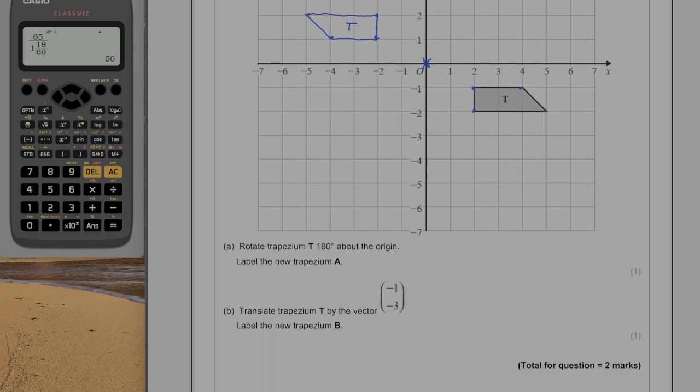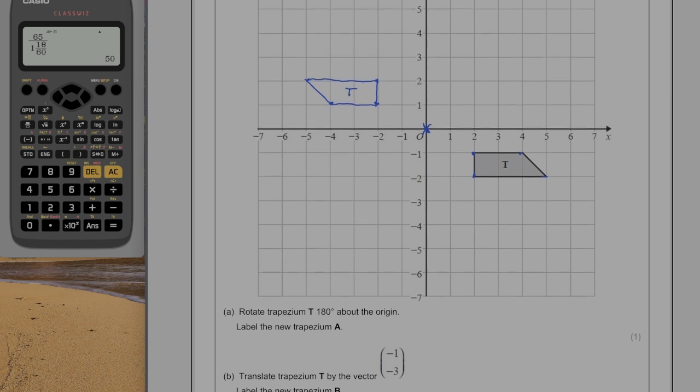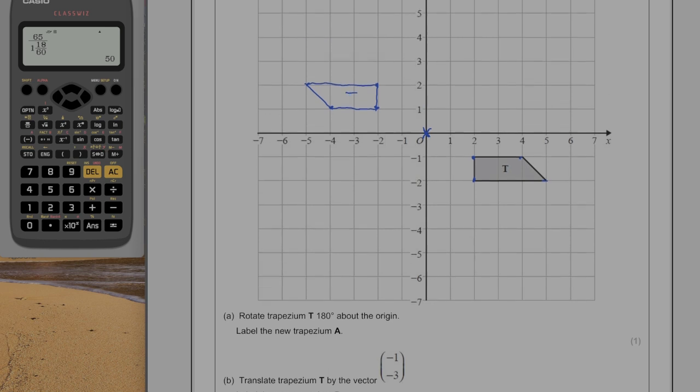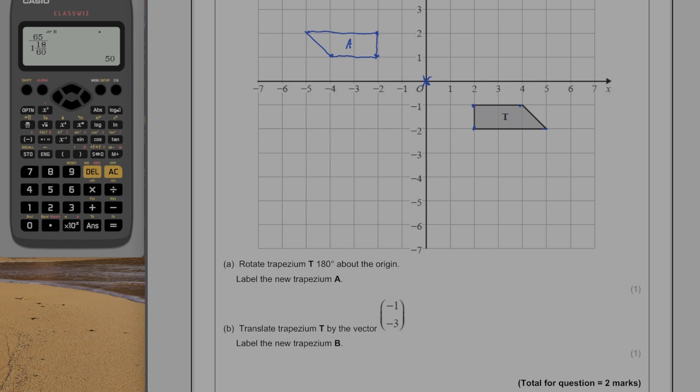Part B, translate trapezium T by a scale factor of, oh no, we were told to label it trapezium A. So translate trapezium T by a vector of -1, so that's 1 to the left, and -3, that's 3 down. Label the new trapezium B. So if I take a specific point, I'll change pen for this. This specific point needs to go 1 to the left and 3 down. So that point would go to there, and then we can just trace the shape out. Translation, and label that B.